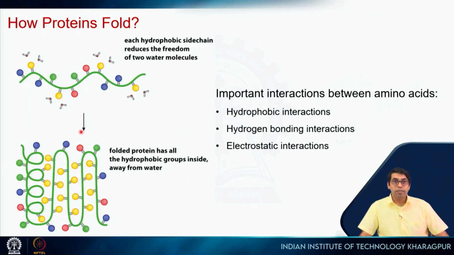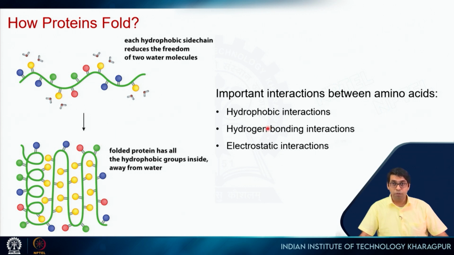So what stabilizes this final folded form? These are a few important interactions which stabilize the folded form of a protein. There are hydrophobic interactions. We have already seen that there are hydrophobic amino acids, which have aliphatic side chains or aromatic side chains. They form hydrophobic interactions, and it turns out that these hydrophobic side chains go inside the core of the protein because they do not like to interact with water.